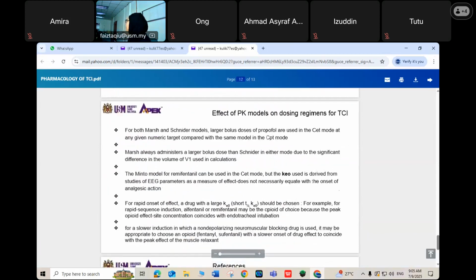Okay. Siapa yang ada OT sila pergi ya? Ni semua tak ada kerja ke? Lepas tu petang?